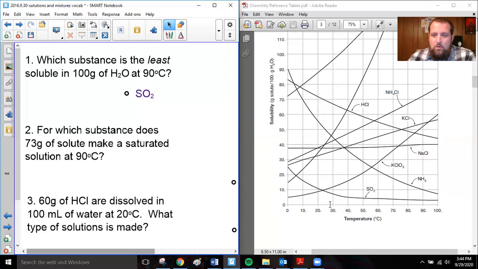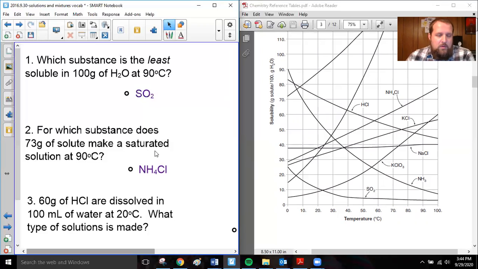So I go up to 73 grams and I go over all the way to 90 degrees, and that's right here. And it's right on the line for NH4Cl, which means that amount of NH4Cl at 90 degrees is the perfect amount to make it saturated. So NH4Cl is the answer for that.